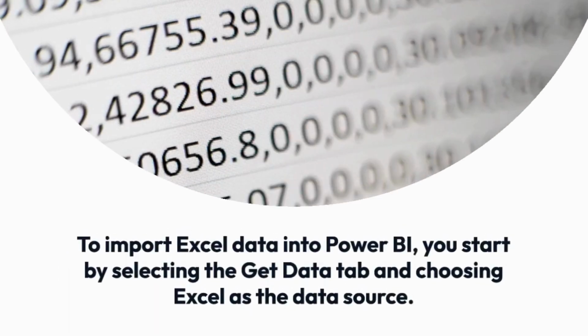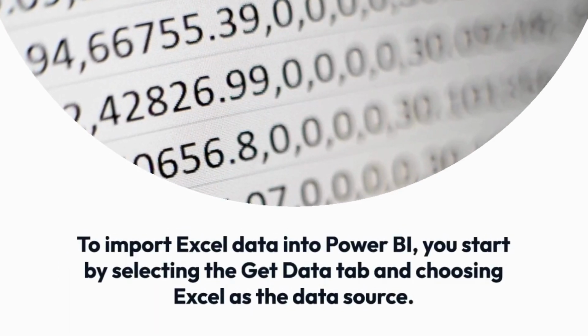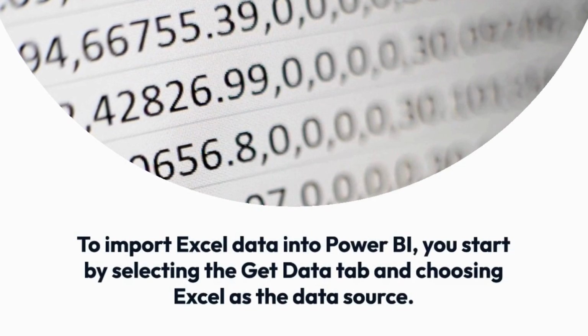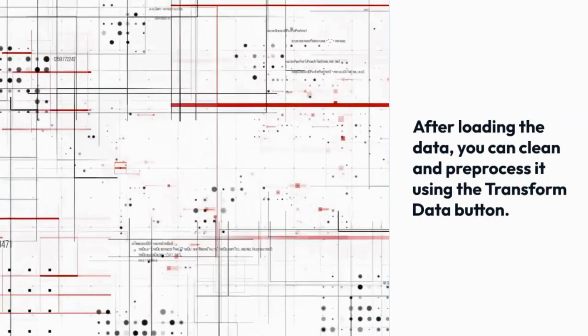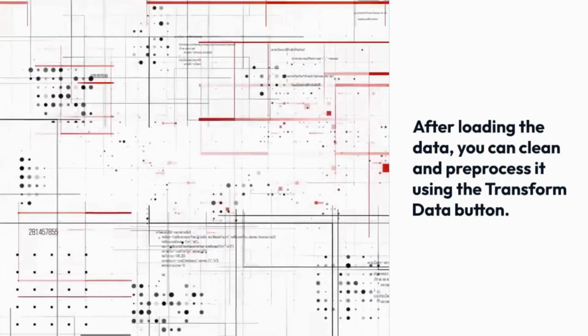To import Excel data into Power BI, you start by selecting the Get Data tab. Then you select the desired data file and load it into Power BI. After loading the data, you can clean and pre-process it using the Transform Data button.